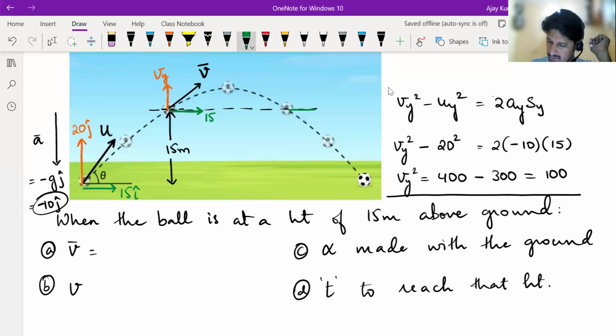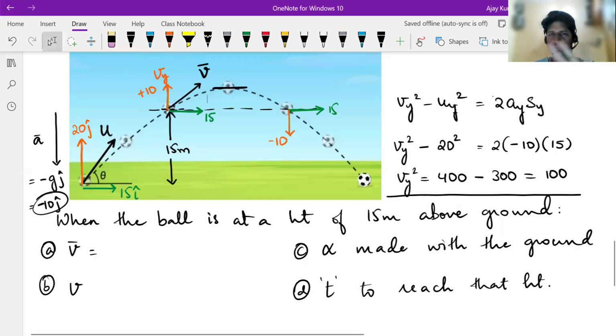So at that other instant, during descent, what will happen? The x component, as we know, remains the same. That is always 15 meters per second only. The y component there will be minus 10. So here it is plus 10 meters per second upwards. There it is minus 10 meters per second, which means downwards. Okay, so for a particular height, you will have two velocities of the ball, of the object, except at H max. H max, it will touch only once. So at that height, it will have only one velocity, and that velocity is unique.